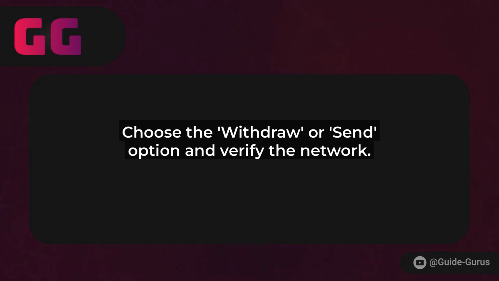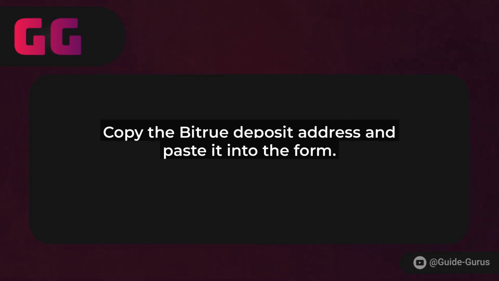Next, look for the Withdraw or Send option. It's usually right there on the asset page. Before you proceed, double-check that you're using the correct network. USDC typically runs on the Ethereum blockchain, so ensure Bitrue is set to receive on the same network to prevent any lost funds. Now, enter the recipient's address.